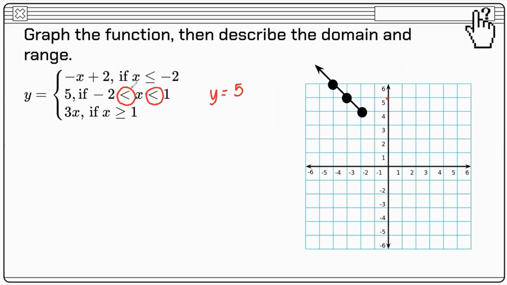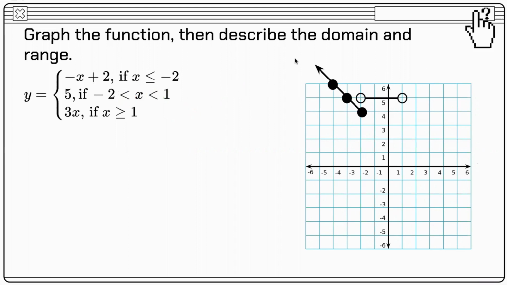Looking at our inequality symbols, both are less than, so we know we're going to use open circles at -2. So -2 would be right here, so I would draw an open circle there, and then at +1. And here's +1, so there's your other open circle, and then you can connect those 2 dots. So this would be representative of y equals 5 when -2 is less than x is less than 1.